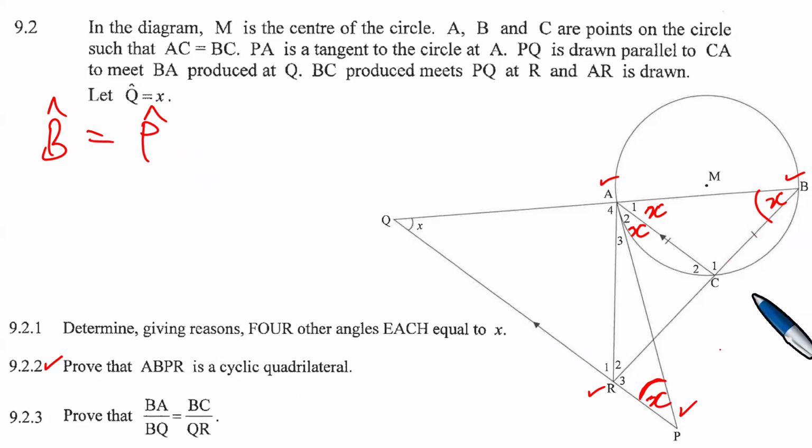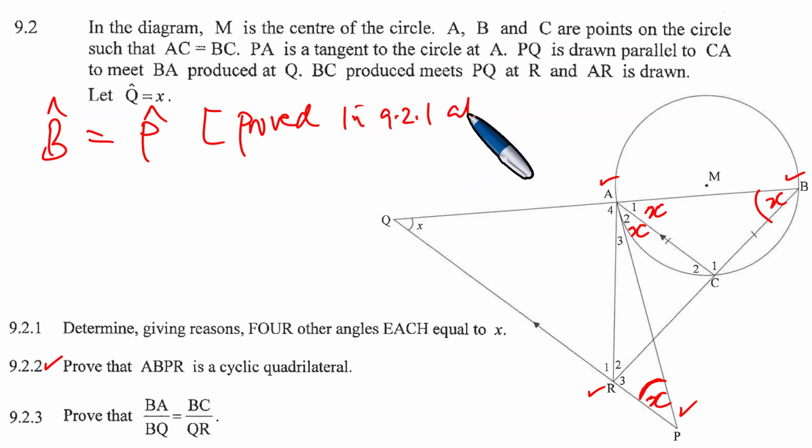Why is the angle B equal to the angle P? You say it has been proved. Right, it has been proved in 9.2.1 above. So we're able to establish that the angle B equals the angle P, and therefore, because the angle B equals the angle P, this one is X and that is also X. That's why they're equal to each other.